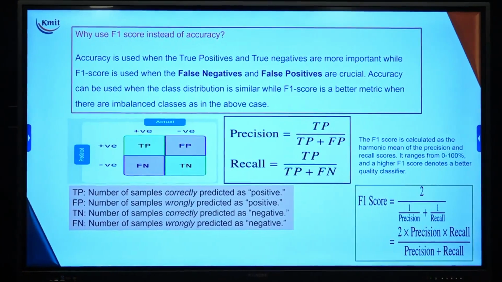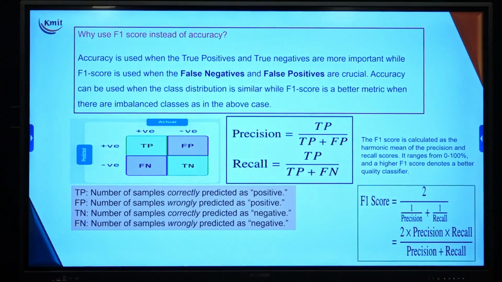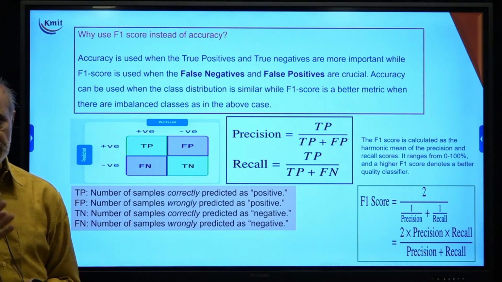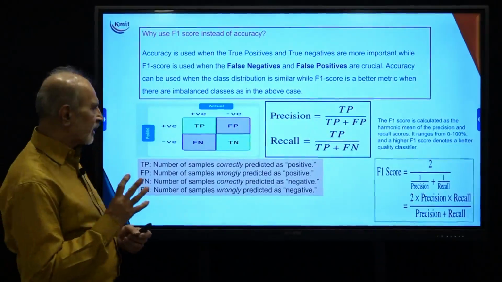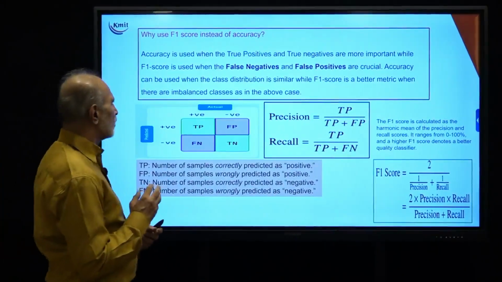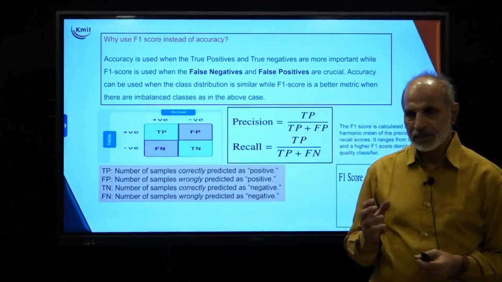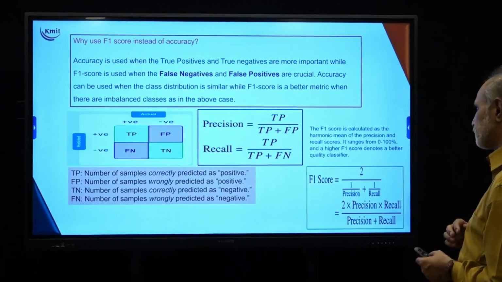Now, F1 score is used instead of accuracy. Why? Accuracy is used when the true positive and true negative values are more important. So, when true positive and true negative are almost equal, something like balanced classes, then accuracy is more meaningful, so that my model is not biased towards the positive or the negative.